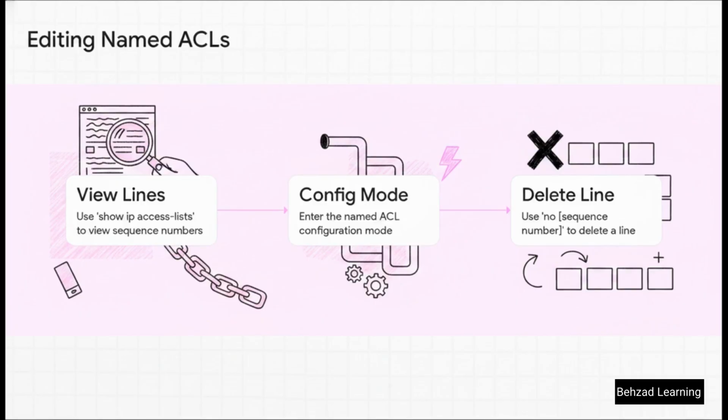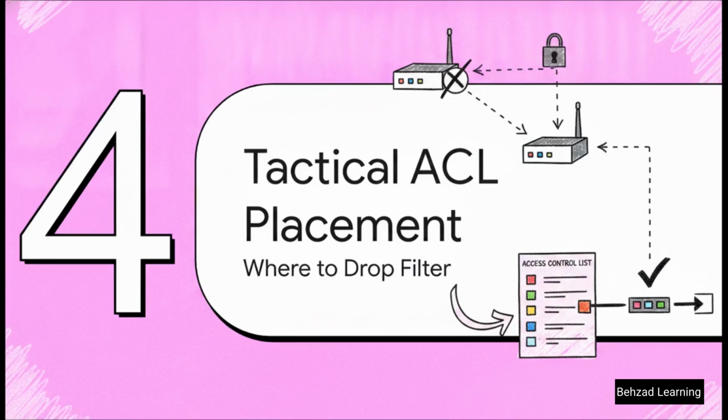If rule 20 is a bad rule, you just enter the ACL config mode, type no 20, and boom, it's gone. The rest of your rules stay perfectly intact. You can even insert a brand new rule exactly where you want it by typing, say, 15 before your new command. It's a lifesaver. Let's move to Section 4, tactical ACL placement.